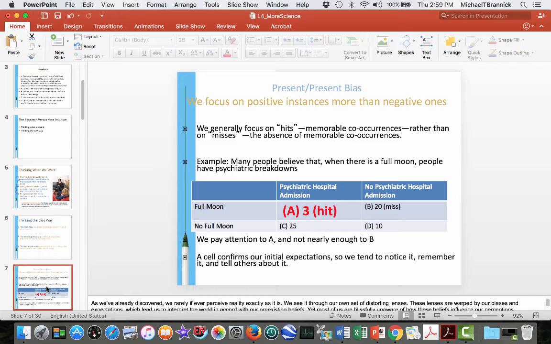And what about when there's no full moon and there are no admissions to hospital? That people don't get admitted. So, in order to find an association, we need to have psychiatric breakdowns and psychiatric normal, and we need to have full moon and not full moon. You have to have both those things to see if there is an association. Well, present present has to do with us focusing on this part. We get an idea and we see instances of it, and then we remember that and we tell other people about it. So that's the present present bias.